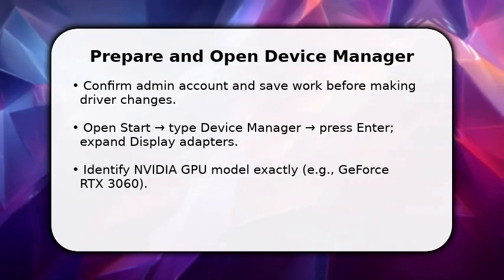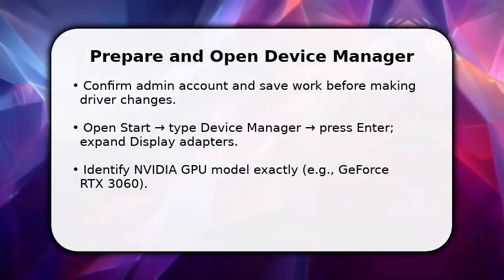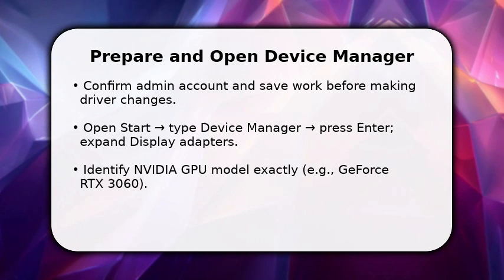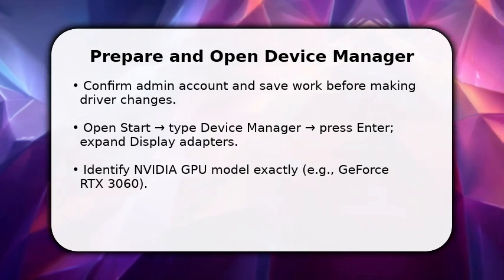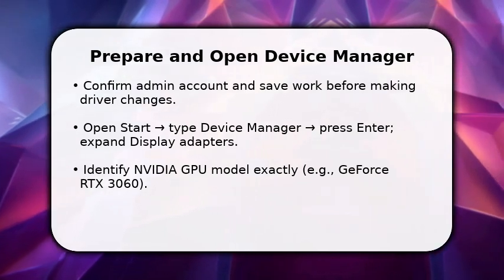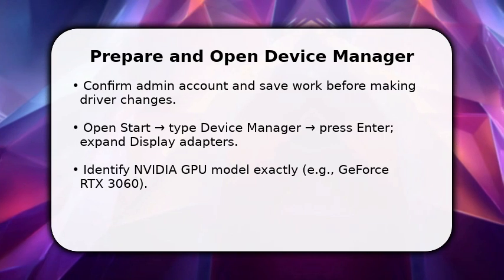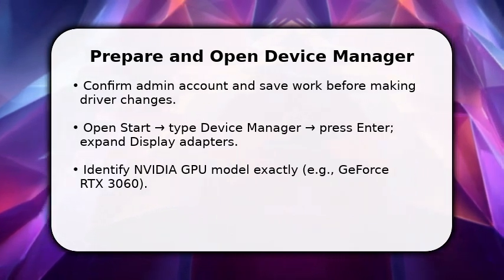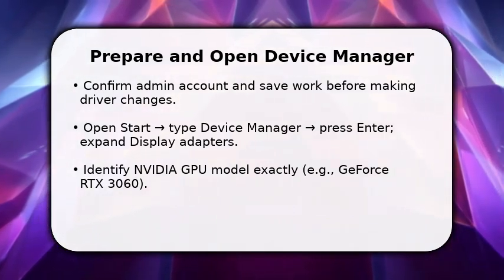Next, expand Display Adapters and identify the NVIDIA device by model name. This prevents disabling the wrong adapter if you have integrated graphics. Make sure to note the model and driver version shown under Properties, because you'll need that for undoing changes or troubleshooting later. You now disable the card.